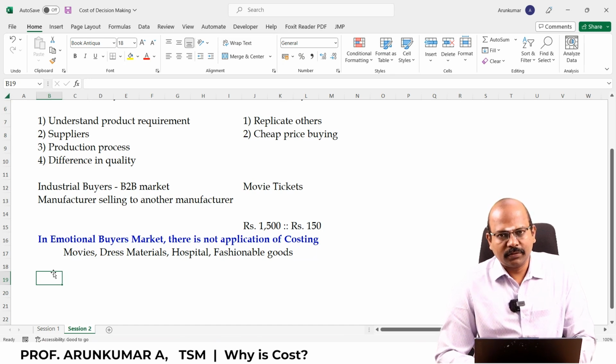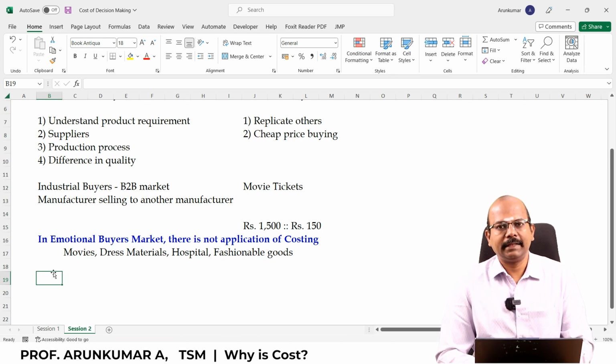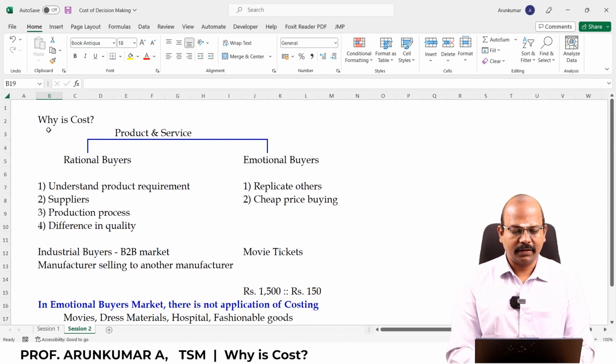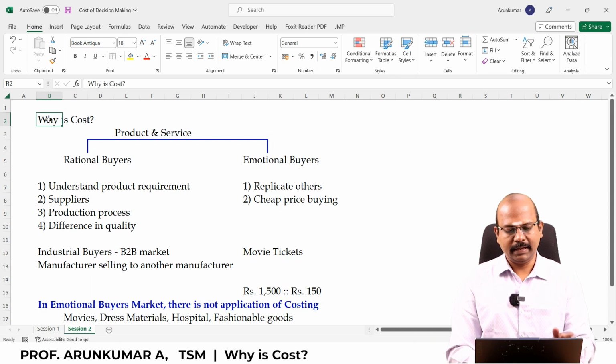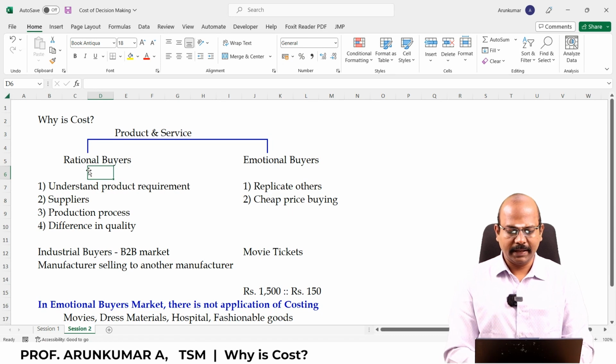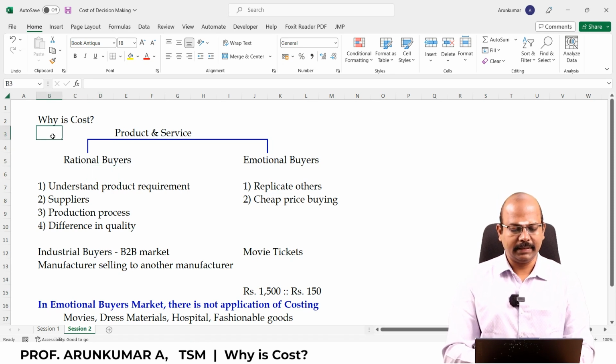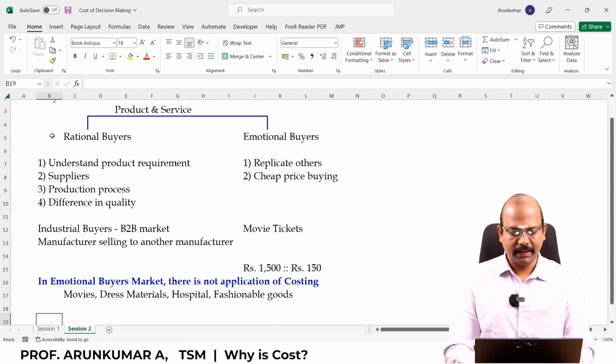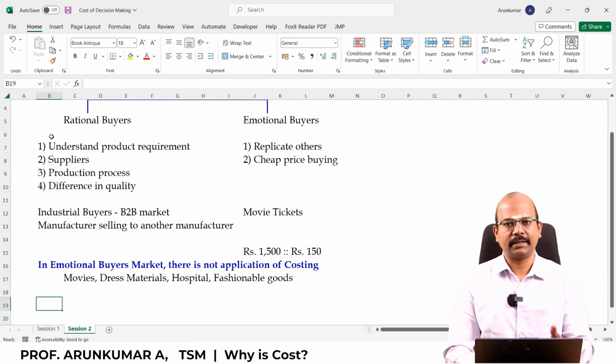So here you understand, students, whenever we are going to supply to an industrial buyer, that is a rational buyer, he will always expect the cost to be more accurate. In that occasion we need to have more understanding about the costing. So why is costing very relevant for rational buyers? Wherever you are finding your buyers are rational and thinking about the product cost, that occasion you need to be very clear about the cost. So this is the first situation. For rational buyer supplying, we need to have clear understanding about the cost.